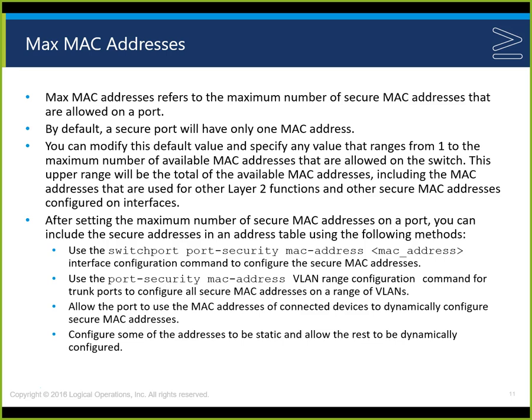Switchport port-security mac-address, type them in. Port-security mac-address with the VLAN range configuration command, for trunk ports, to configure all the secure MAC addresses on that range of VLANs. So on the trunk ports, we can limit it by VLAN if we need to do that.